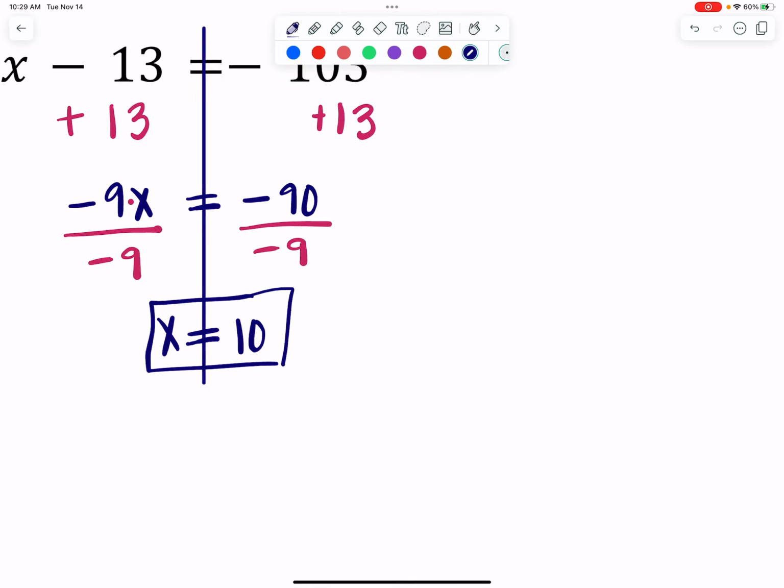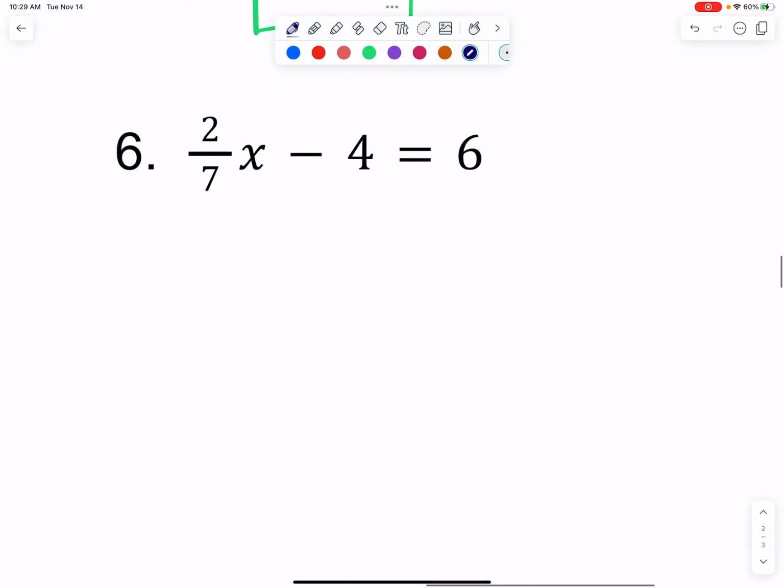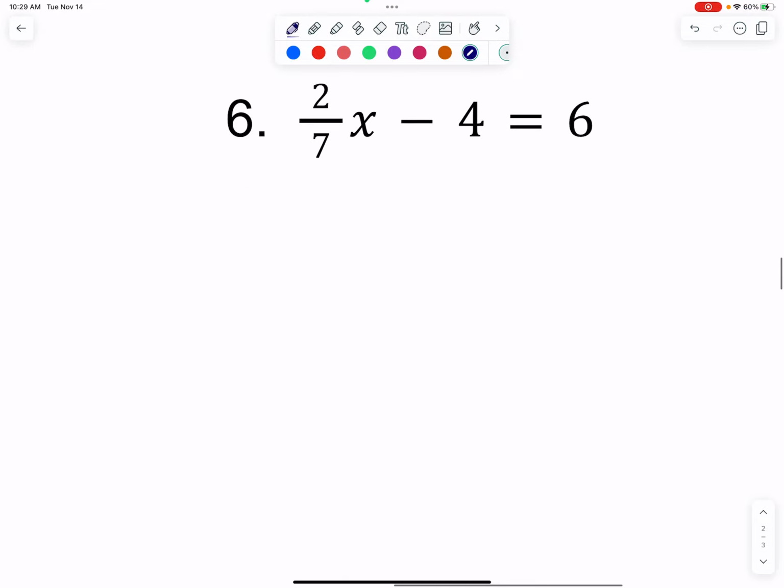And you can check any of these by plugging the x back in. I suggest you check them. But obviously that's totally your choice.